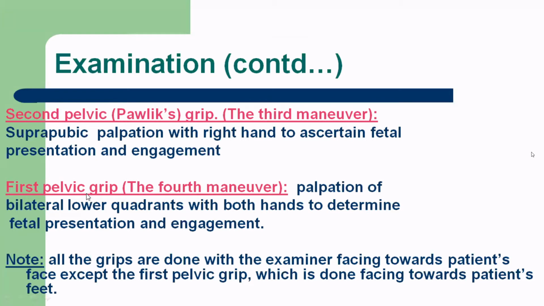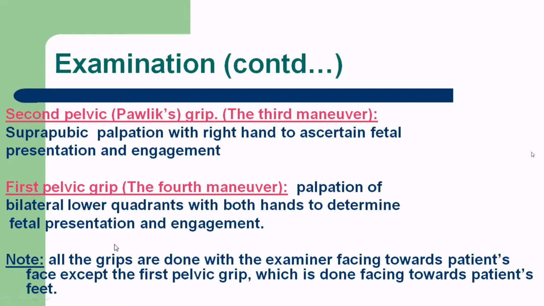Okay, the first pelvic grip or fourth maneuver is done last. Here you will use both hands. Remember that only this pollex grip is done with a single hand. All other grips are done with both hands. Palpation of the bilateral lower quadrants of the maternal pelvis with both hands to determine fetal presentation and engagement. Both these pelvic grips are meant for fetal presentation and engagement.